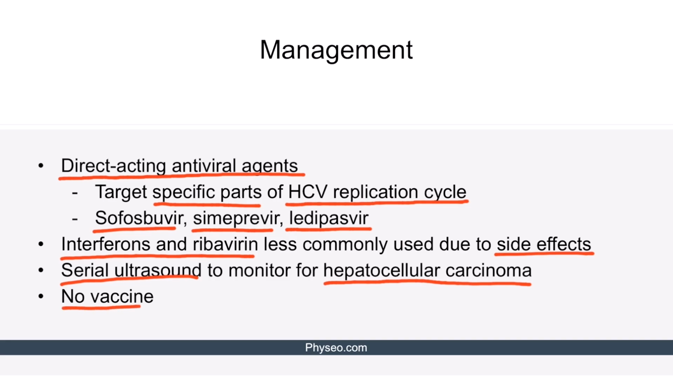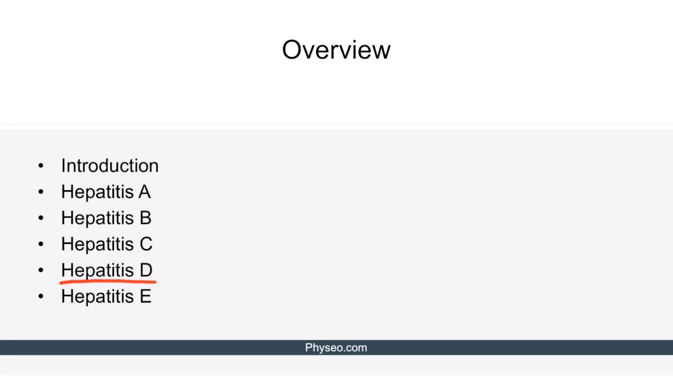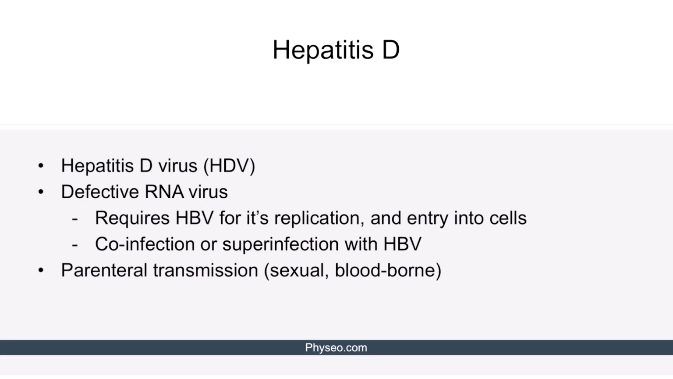And as we already discussed, no vaccine is available, so prevention is largely dependent on avoiding risky behavior, such as sharing contaminated needles. Okay, let's move on to hepatitis D. Hepatitis D is caused by hepatitis D virus, abbreviated HDV.